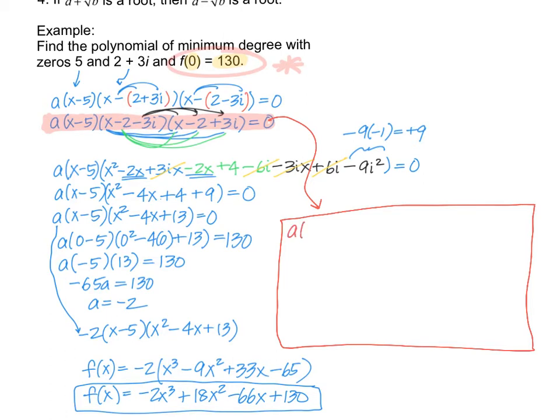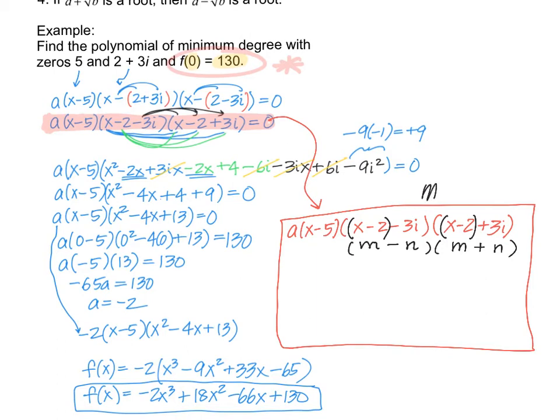All right, so let me start off by just rewriting this problem. X minus 2 minus 3i, x minus 2 plus 3i. Okay, so the key to this one is to group the x minus 2. So I'm going to put that in black parentheses. Now what you see here is something in the form m minus n times m plus n. So it's like me saying m is x minus 2 and n is 3i.